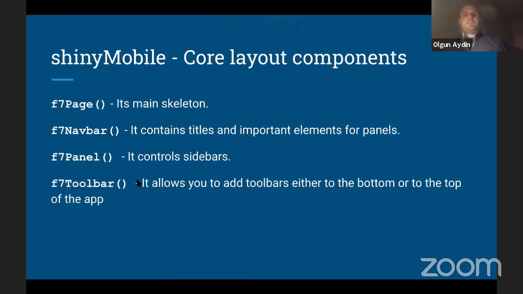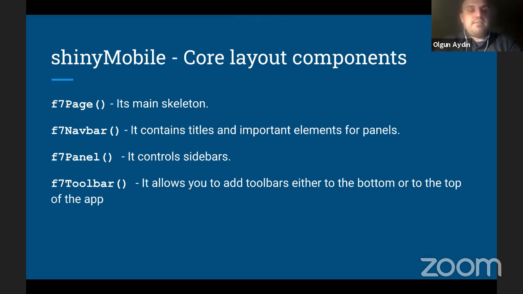So yeah, we talked about those themes, and let's also talk a bit about those core layout components. As you know, on Shiny apps we also have some layout components. So we have fluidPage, we have navbarPage, and so on. And we also have fluidRow and column and things like that, and many other components. So we can say that those are core layout components.